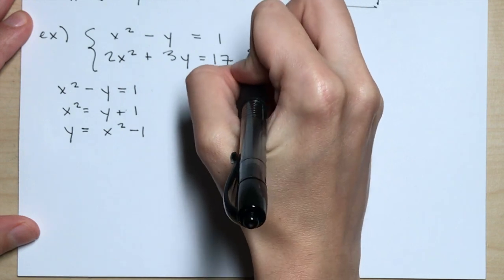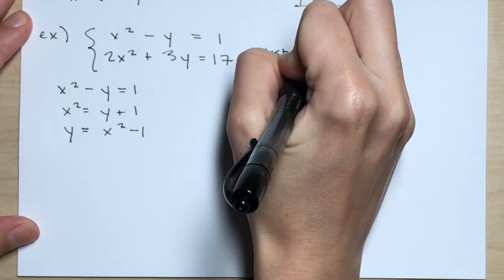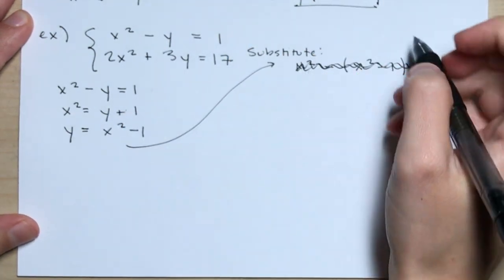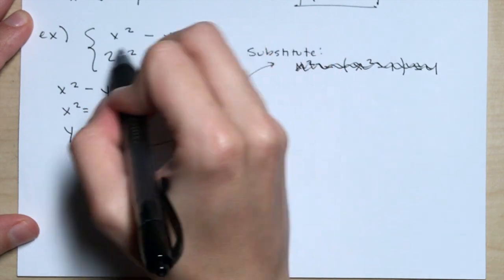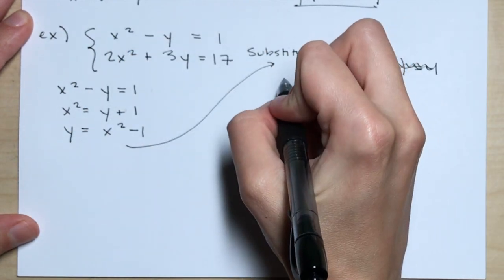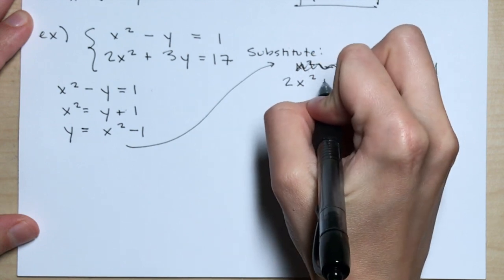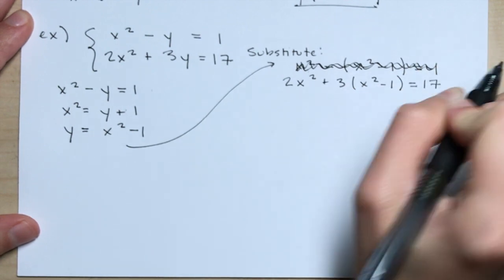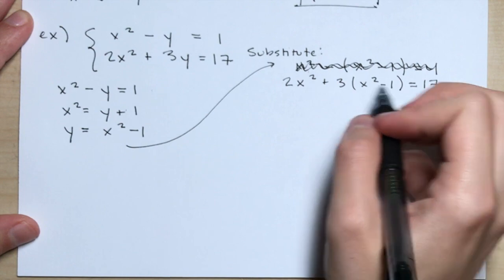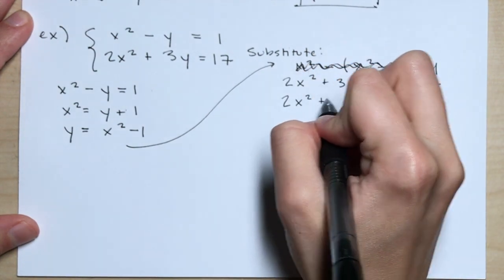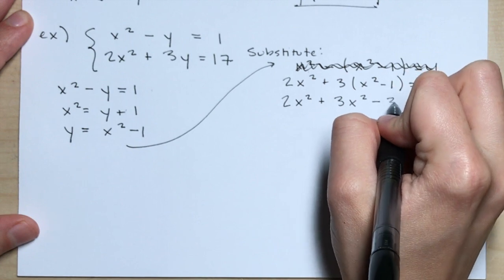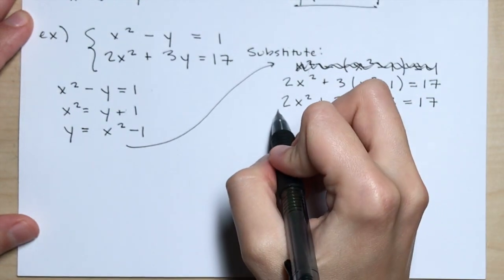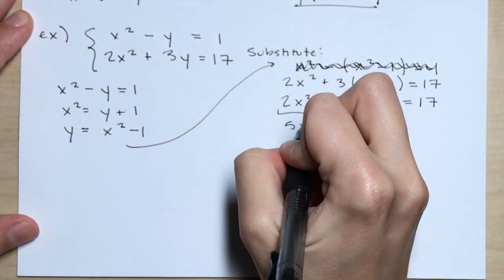I want to substitute. So I take this up here. I need to plug it into the other equation. We want to make sure we always do that. I made that mistake here. So we have 2x squared plus 3 times x squared minus 1. Again, we want those parentheses around. I simplify. I have 2x squared plus 3x squared minus 3 equals 17. I combine these guys. I get 5x squared.